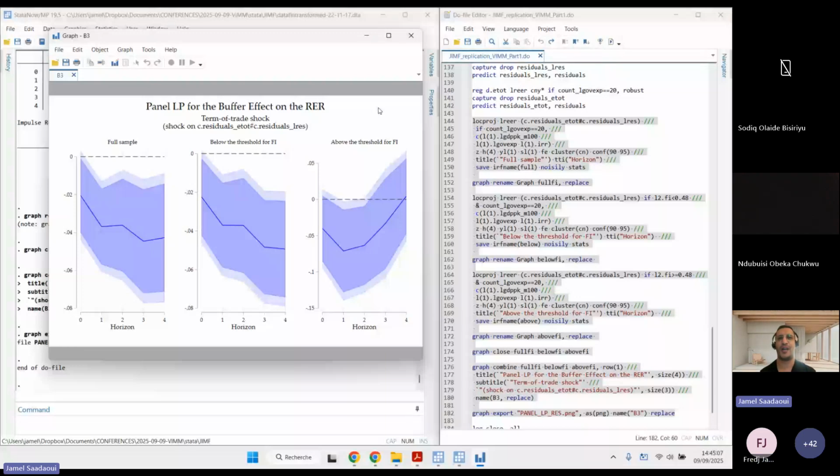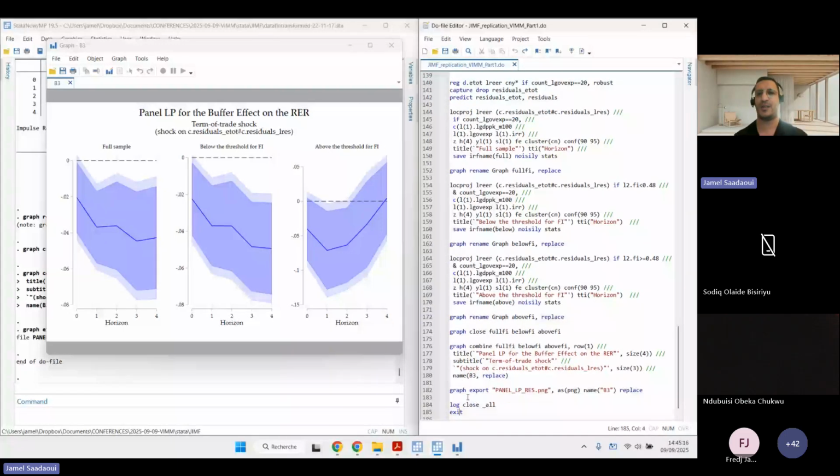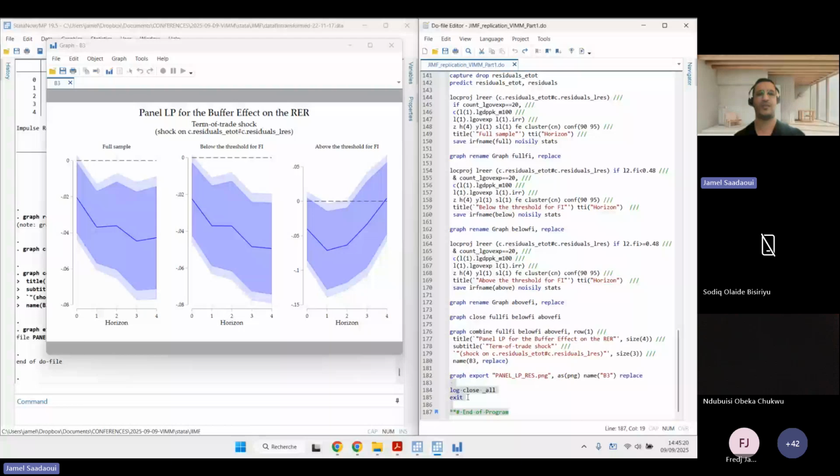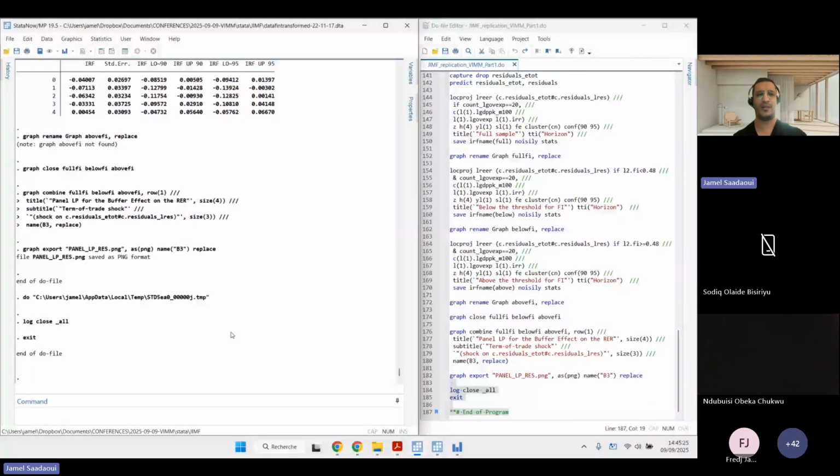Okay, I hope it's clear. So the writing is very simple. Look at the code, and if you have questions, you can, after the seminar, send me an email. I will be very happy to answer. So I close the log, and we can converge to the second part of the seminar.